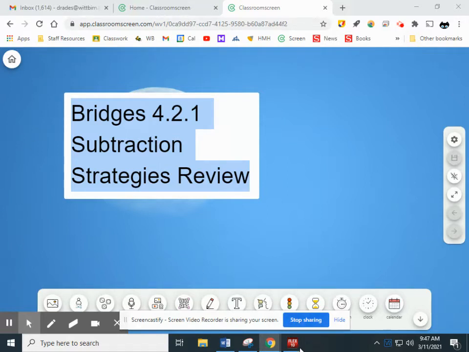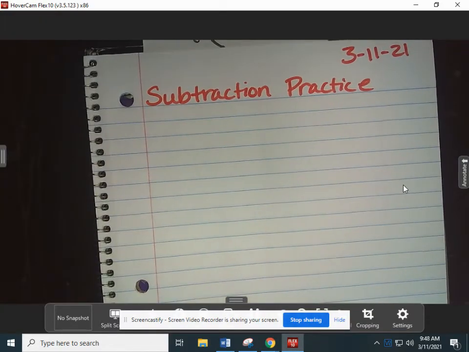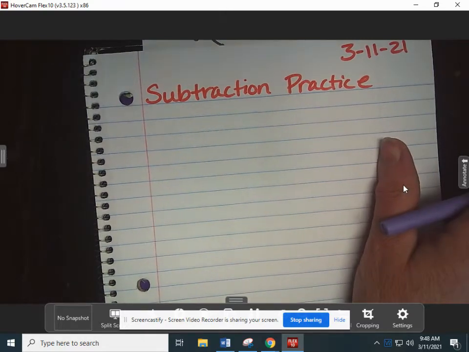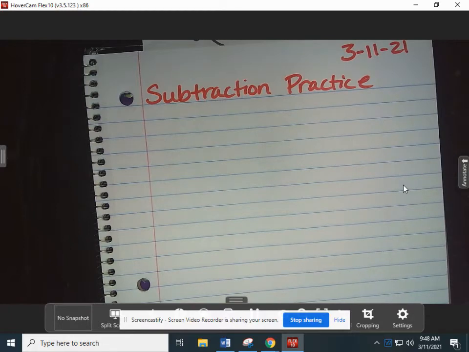If at home, you're going to need a notebook. And we're going to do some demonstrations with the different subtraction strategies, but mostly we're going to focus on expanded form. There are many of you out there who already understand how to do that, but it never hurts to keep practicing.